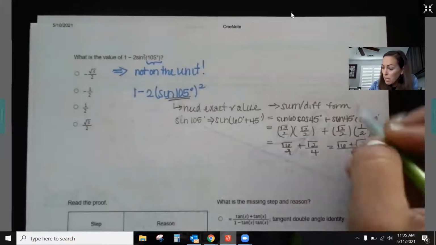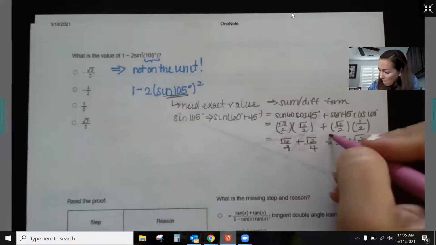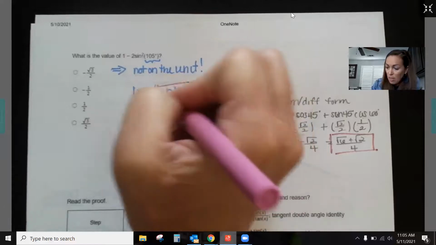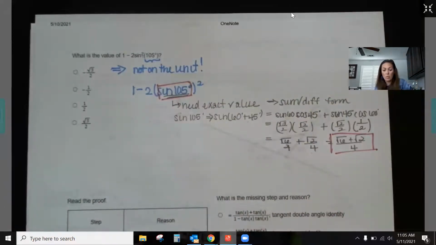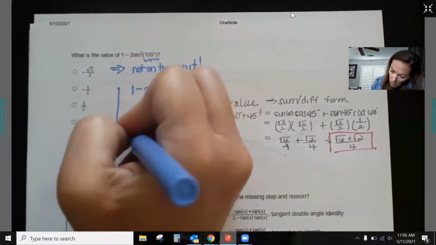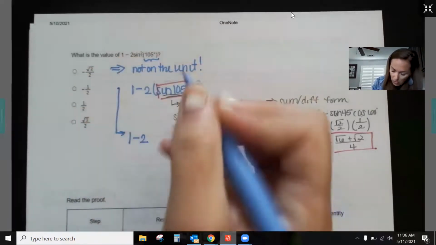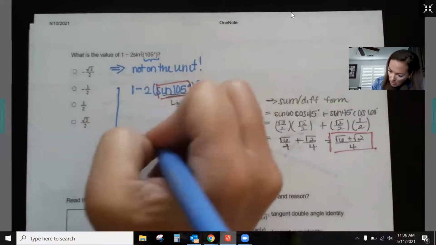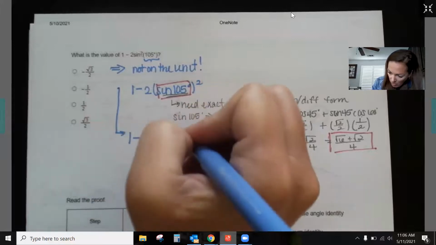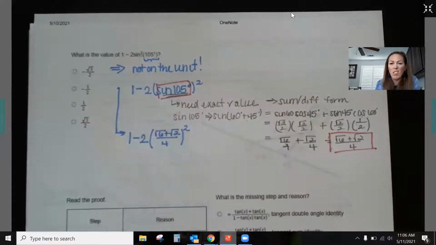Okay, so this piece is going to represent this value. That's what that is equal to. So I have now 1 minus 2 times the square root of 6 plus square root of 2 all over 4 squared. Ew, ugly, right?